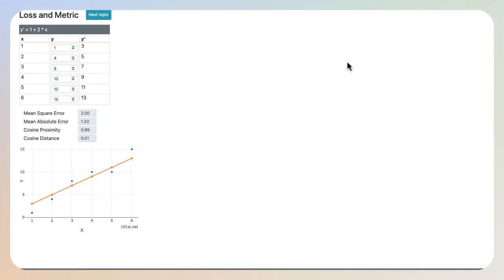Loss and metric. This tool will help you understand the concept of loss and metrics. In machine learning, we train models to make predictions based on data. To assess their performance, we need a way to measure how well the models are doing. That's where loss and metrics come into the picture.